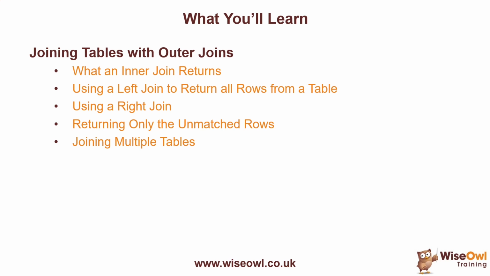We'll explain how you can use joins to return only the unmatched rows from the two tables you're selecting from, and then look at how you can join multiple tables in the same query and control the order of the joins. So let's get started.